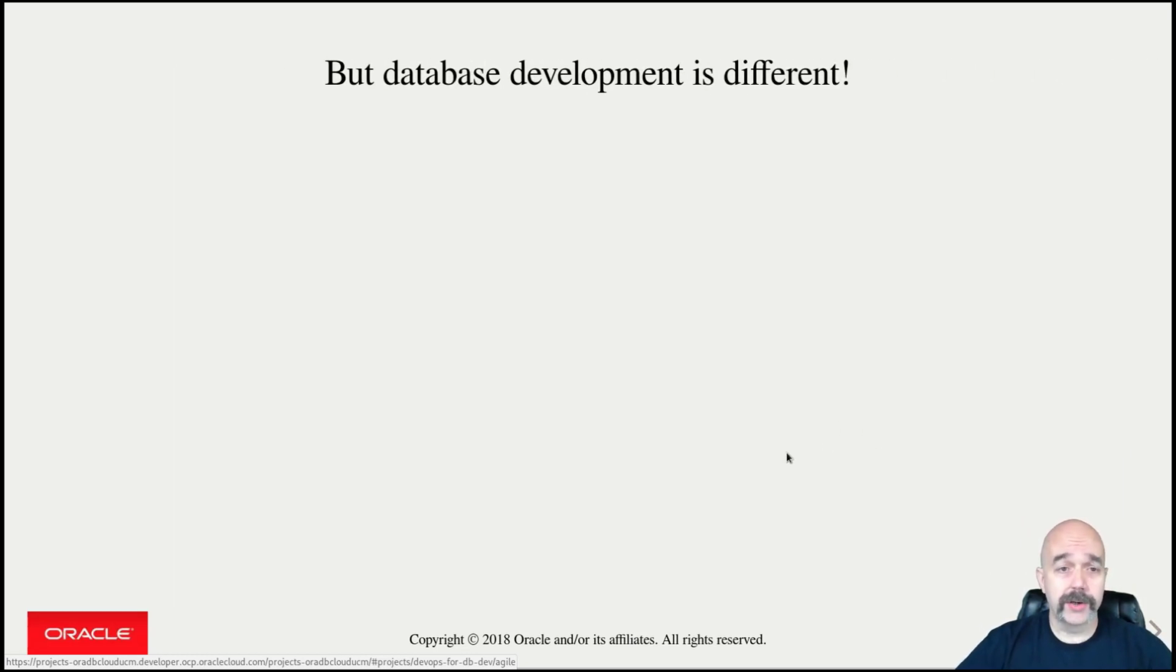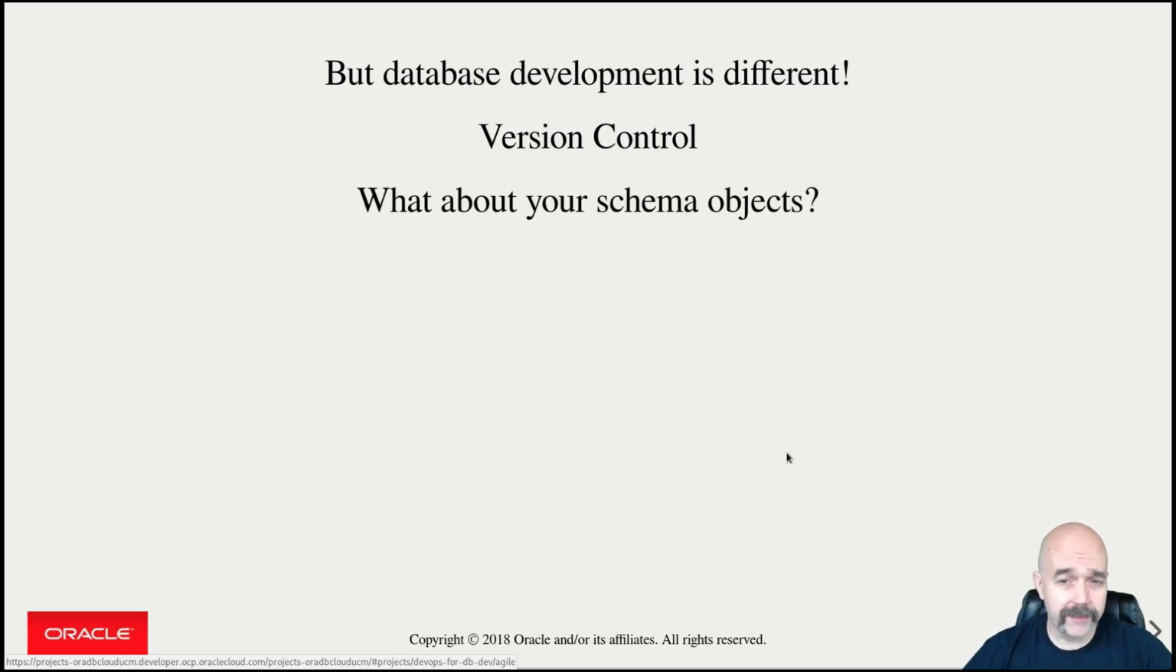All right, so after all of that, you're probably looking at this and saying, well, yeah, but database development is different. We have different issues, certain things that other languages find simple can be a little more difficult. For example, version control, and not specifically the code, but more along the lines of your schema objects. So your tables, your views, whatnot. You should be version controlling your database objects the same way you would version your code.